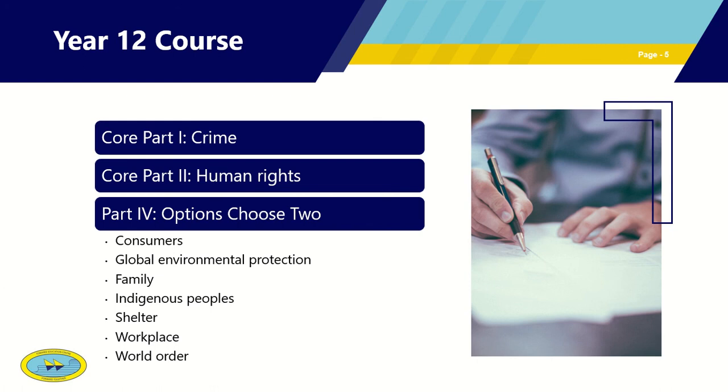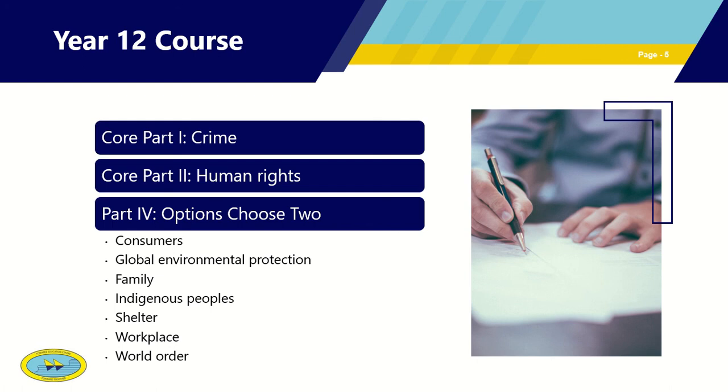Our options, there's two options that we do. Now, at this school at Tomaree, we do family and world order. Family law is the law that relates to marriage and divorce in relation to parents and children, the rights and responsibilities of both parents and children, and also things like birth technologies, surrogacy, sperm donation, as well as domestic violence is looked at as well.